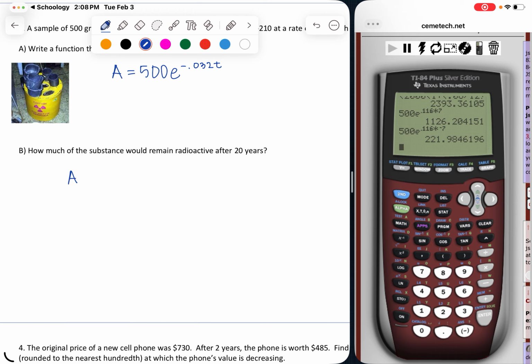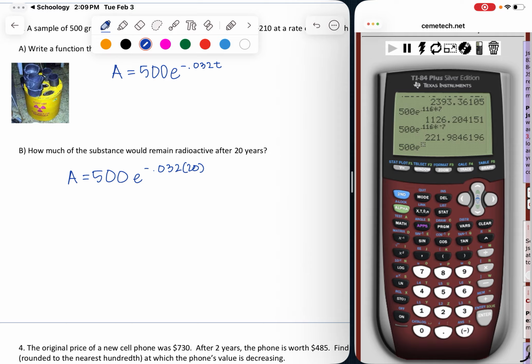So now we're going to do A equals 500 E to the -0.032 times 20. Okay, time to use my calculator. 500 again. E to the -0.032 times 20. And you get, remember it's decaying, so make sure your answer makes sense.